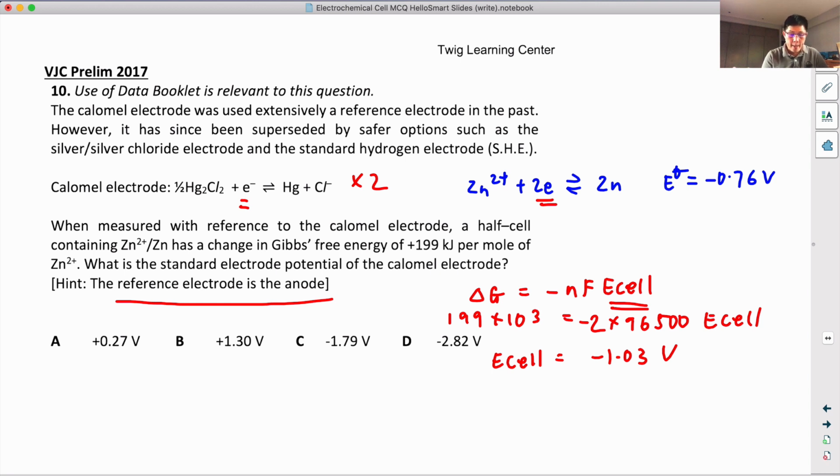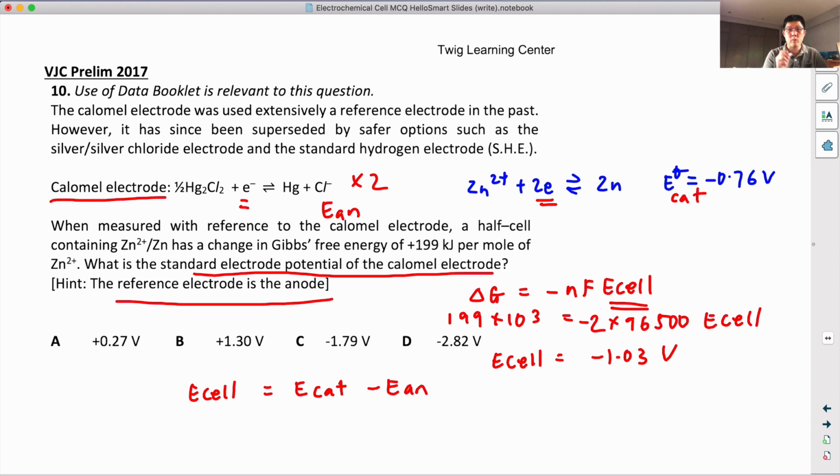They want the standard electrode potential of the calomel electrode, and that's the reference electrode. So you can apply the formula E cell equals E cathode minus E anode. So over here, this is my E cathode and this is my E anode, because they mentioned that the calomel electrode was a reference electrode, and let it be the E anode.